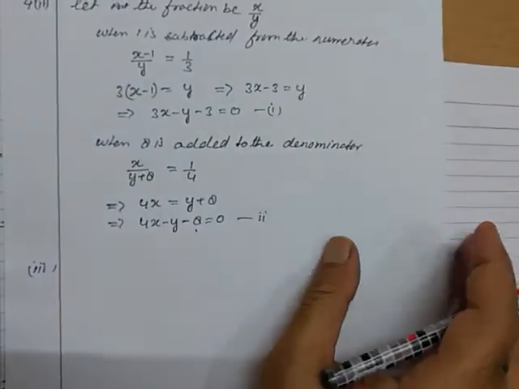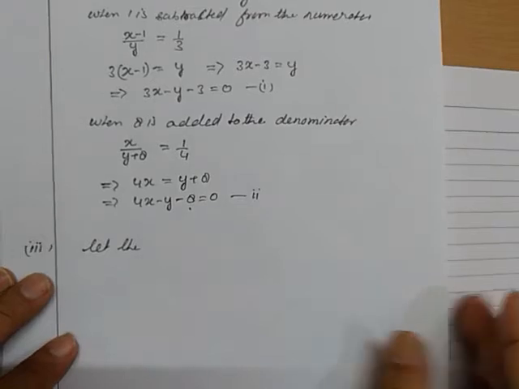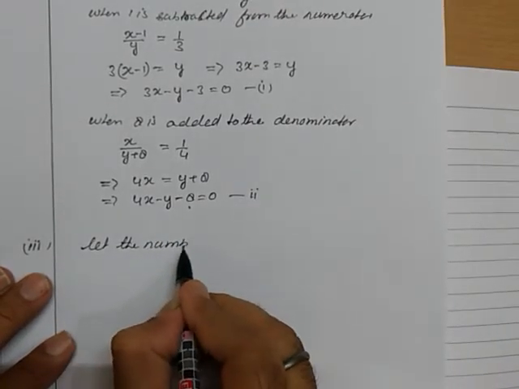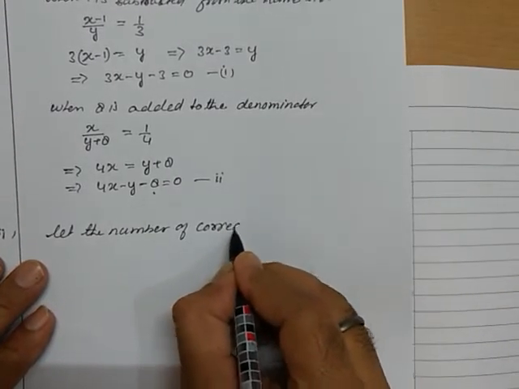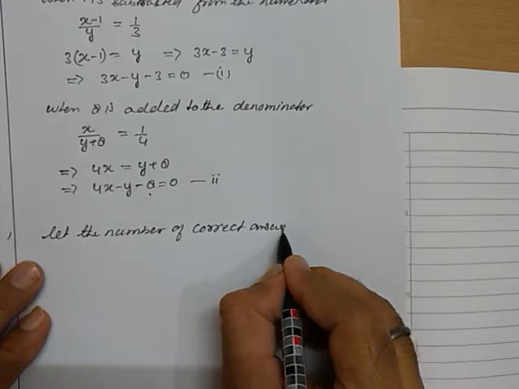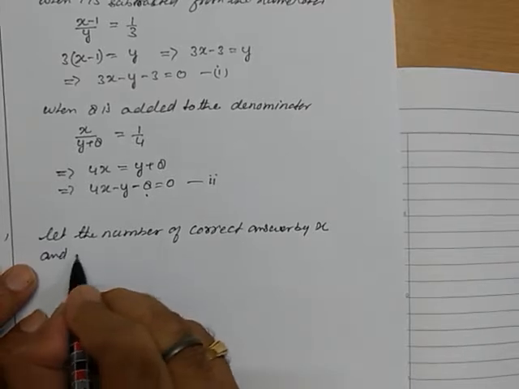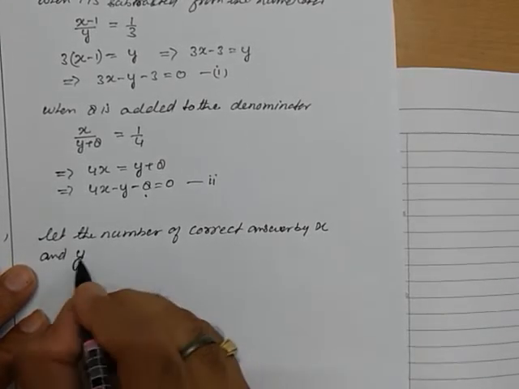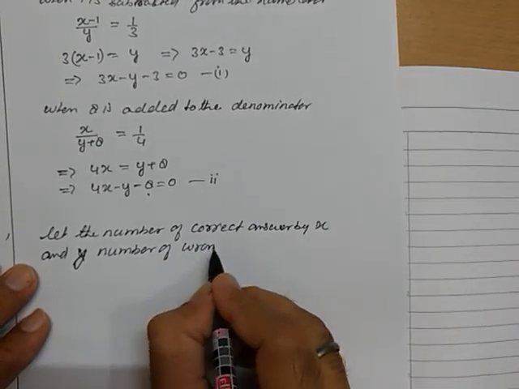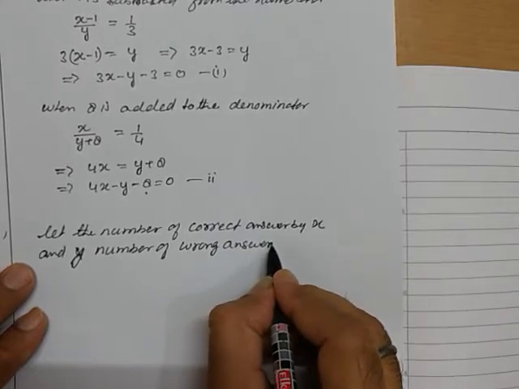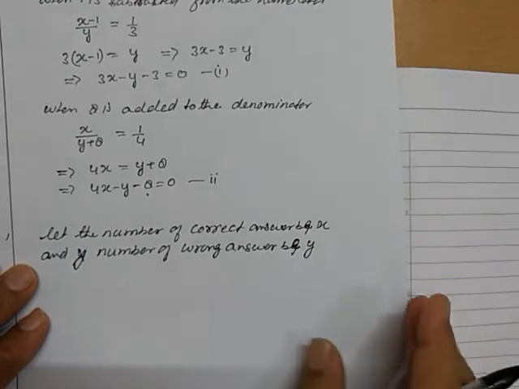So here we can take, let the number of correct answers be x, and the number of wrong answers be y. I hope it is clear.